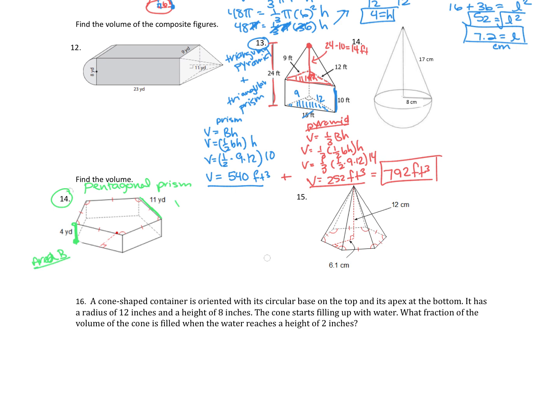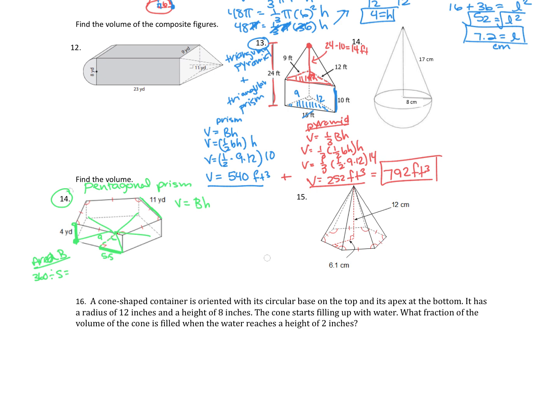Because I know that my volume is going to be big B times H. So I need to find that big B. So I don't know this apothem here, but I know I can use my trig to find it. This distance is 5.5, but I need to figure out this angle. As a reminder, a pentagon would be made up of 5 triangles.